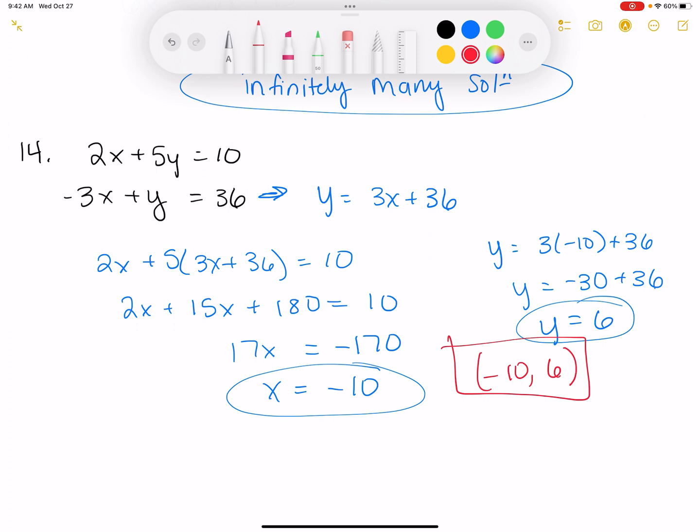All right, what do we get? Negative 10, 10 sets 6. No way, I did it right there. Yo.